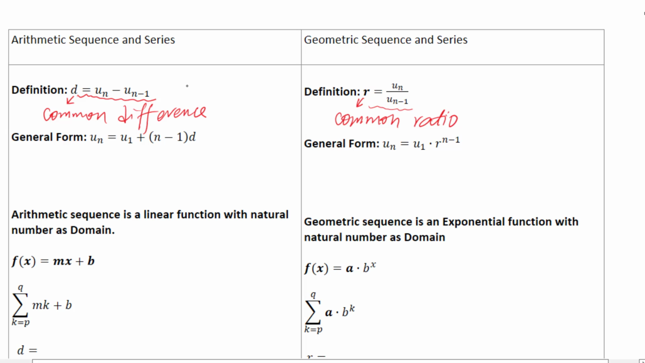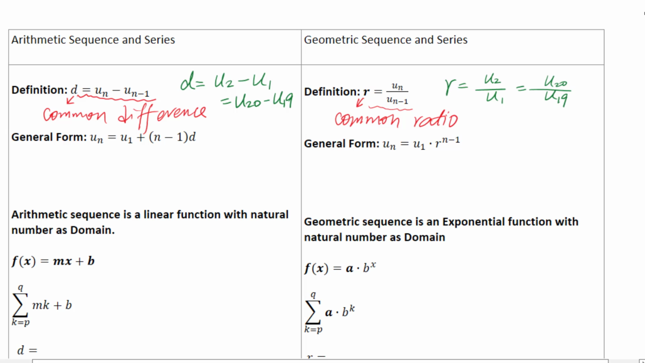You can figure out this common difference. Use the second term minus the first term, or you can use the 20th term minus 19th term. Same thing for the geometric sequence. The common ratio equals u sub 2 over u sub 1 or u sub 20 over u sub 19.